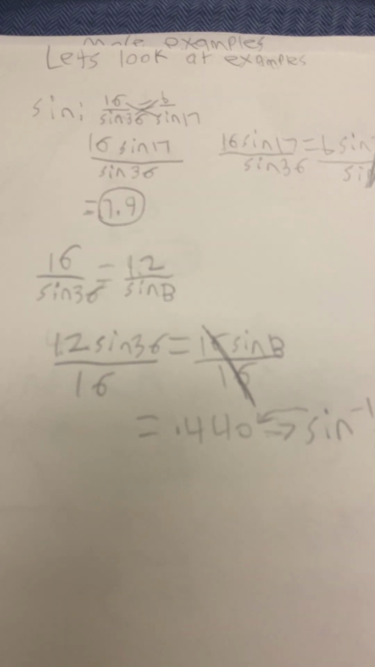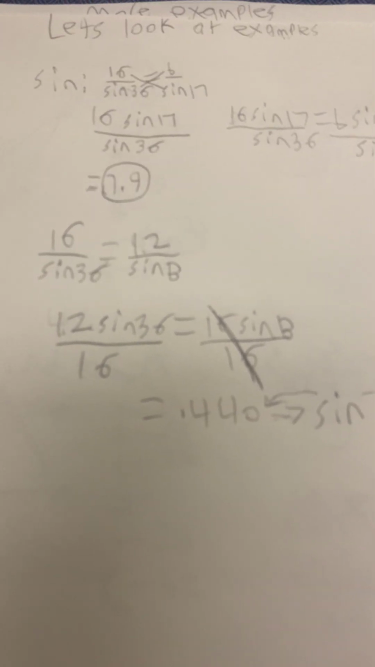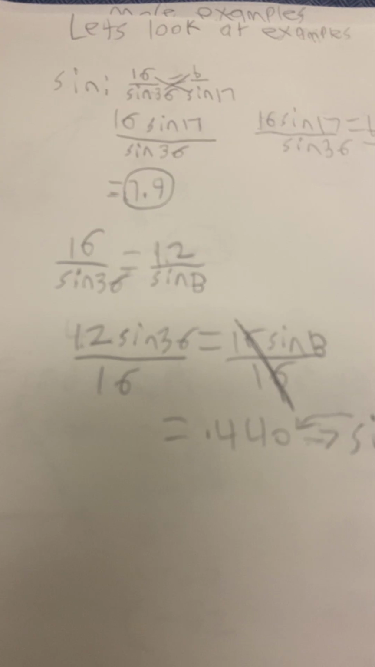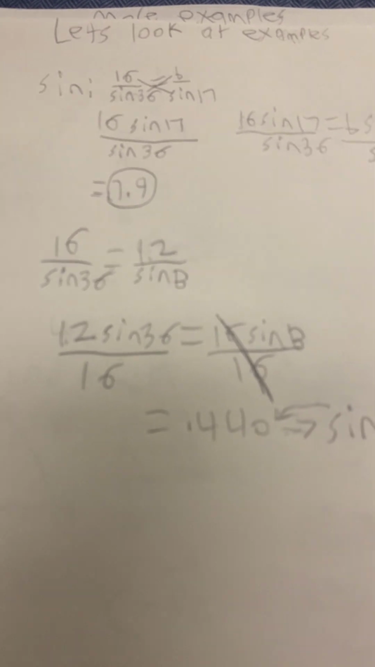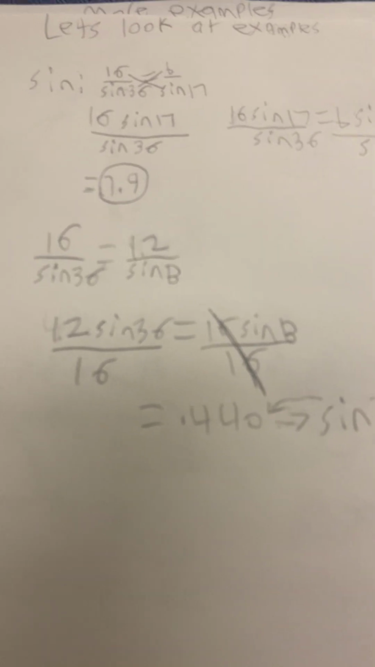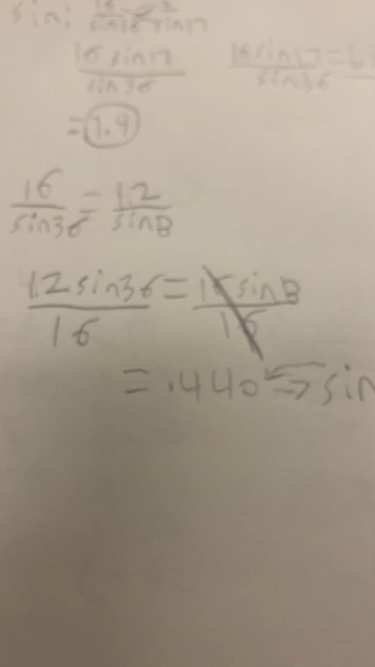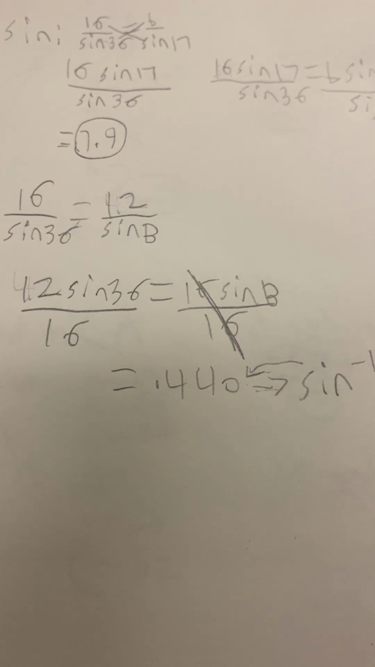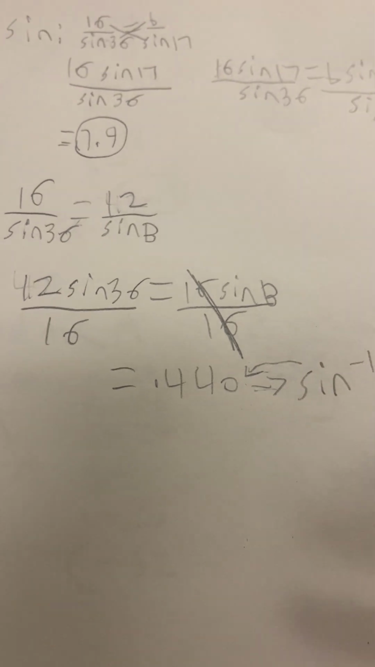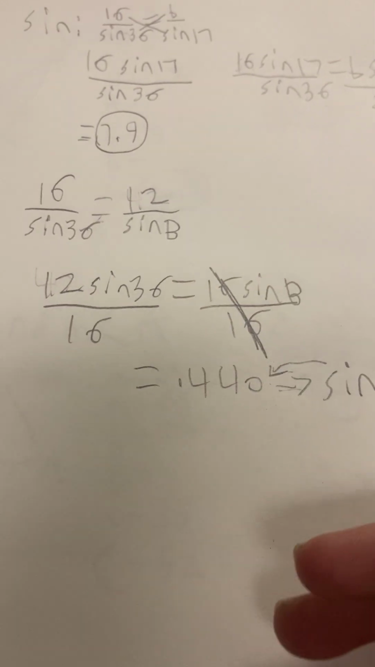This time, you have sine capital B, and you have a value in the lowercase b spot. So what do you have? You have 16 over sine 36 equals 12 over sine B. And how do you go about setting those up? You cross multiply again. I worked this one out fully, actually. So you have 12 sine 36 equals 16 sine B. You divide both sides by 16. The 16s cancel out.